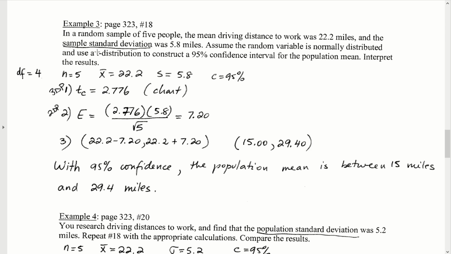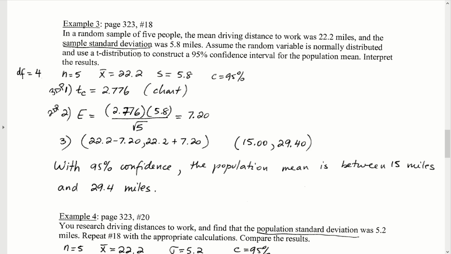The reason why we will end up using a t-distribution, however, is first of all, go up and look at the sample size. We have a sample of only 5 people, so that's a small sample size. Furthermore, we only have the sample standard deviation. With a small sample size and the sample standard deviation, that's why we need to use a t-distribution on this one.